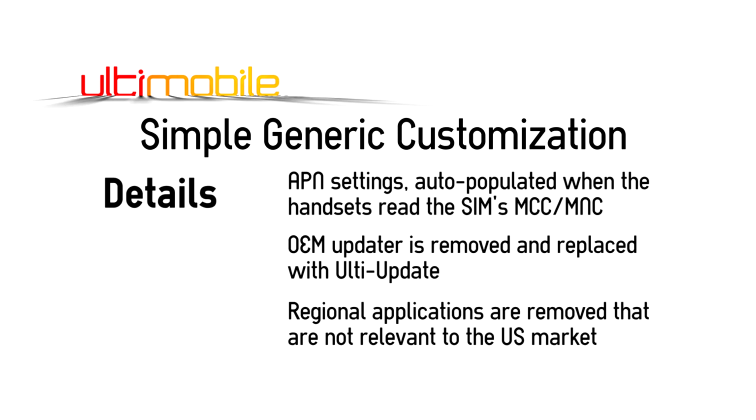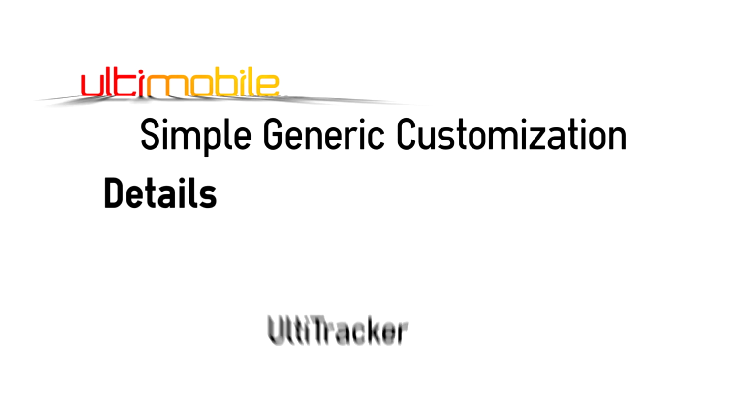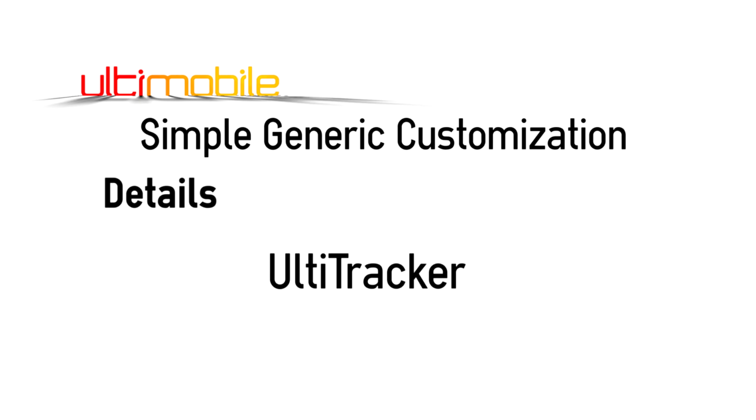The simple generic customization also includes an app called UltiTracker. UltiTracker polls devices to get weekly statistics for each network on what types of handsets customers are using and what version of Android is installed. That way, the carrier can make informed decisions about updating those handsets.